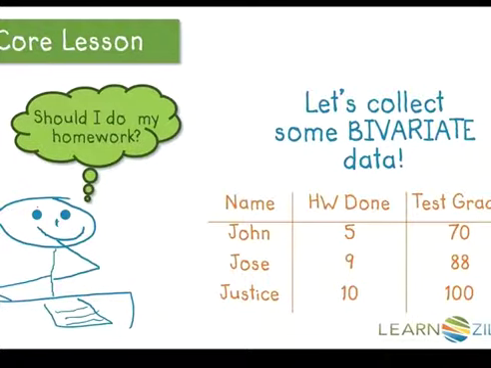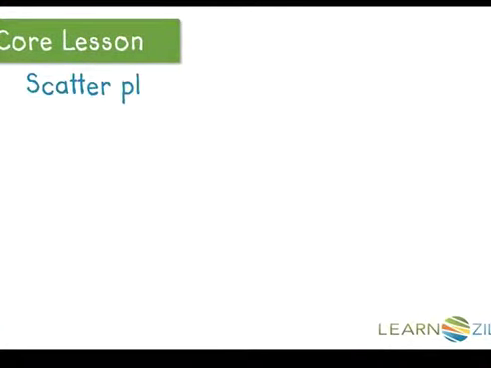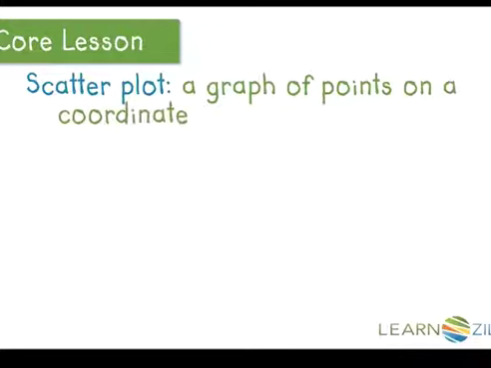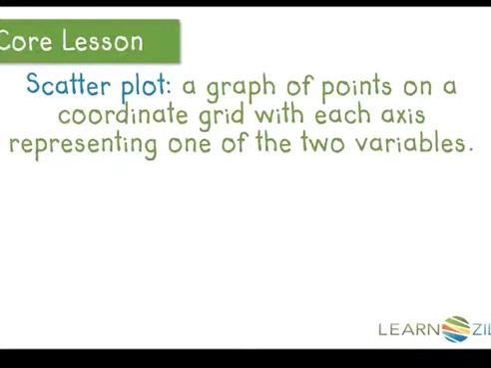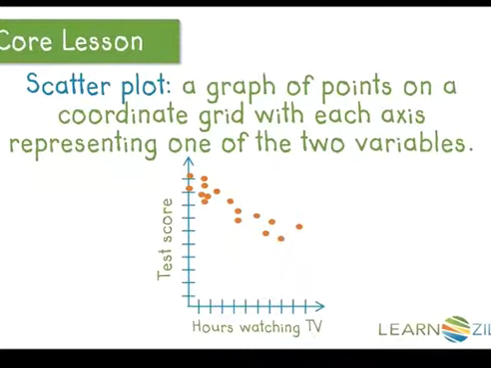So now we've collected this data. We have a nice table. Now what can we do with it? We can create a scatter plot. A scatter plot is a graph of points on a coordinate grid with each axis representing one of the two variables. In other words, it gives us a nice picture of the data that we collected, and we can look at the picture and determine if there is a relationship between the two pieces of data that we collected.